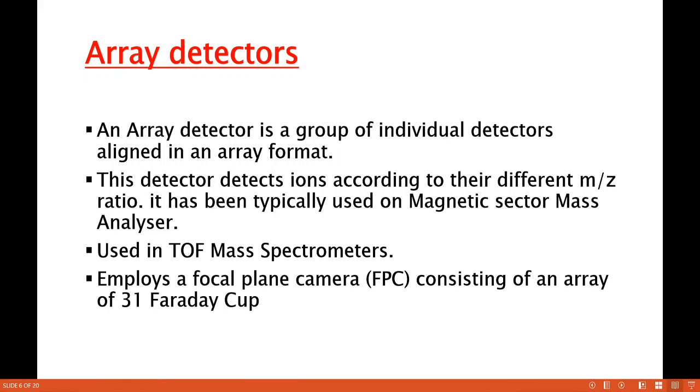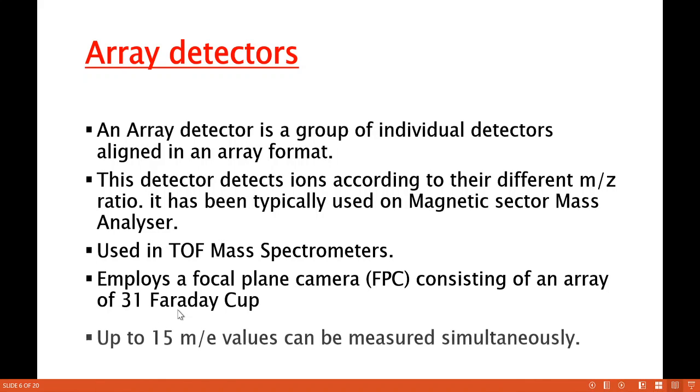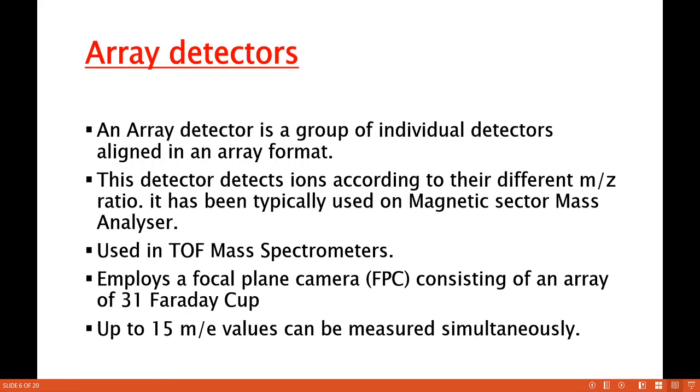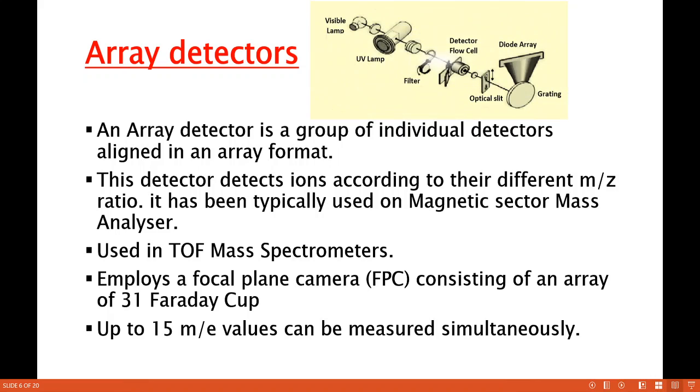It employs a focal plane camera consisting of an array of 31 Faraday cups. Up to 15 m/z values can be measured simultaneously. This is the structure of these array detectors. They are arranged in array format, hence the name array detector.